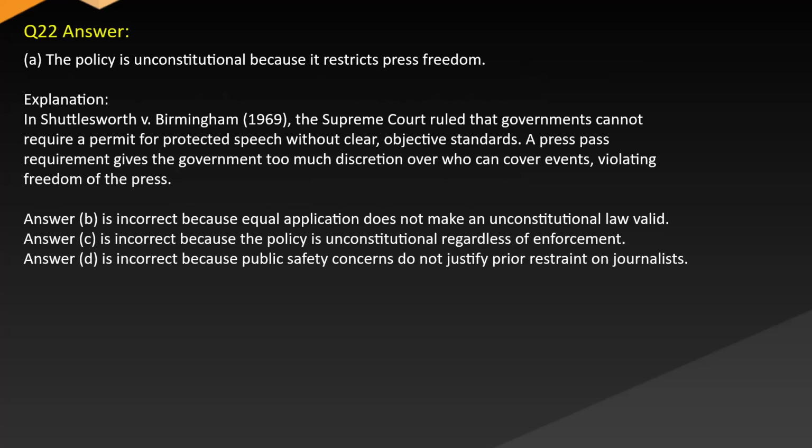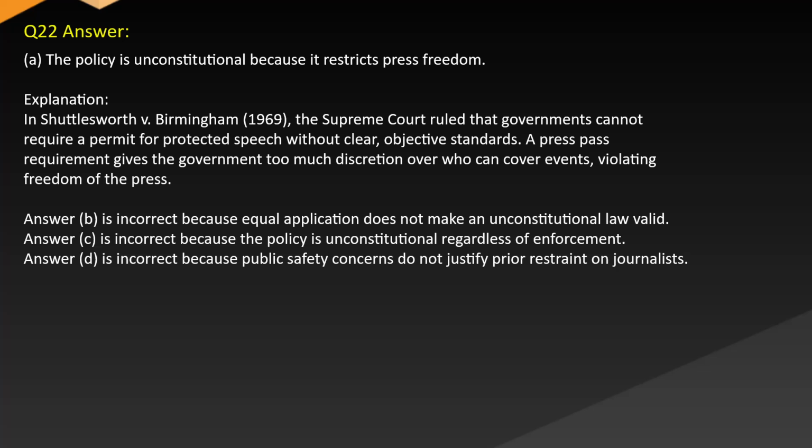Answer A. The policy is unconstitutional because it restricts press freedom. Explanation. In Shuttlesworth v. Birmingham, 1969, the Supreme Court ruled that governments cannot require a permit for protected speech without clear, objective standards. A press pass requirement gives the government too much discretion over who can cover events, violating freedom of the press. Answer B is incorrect because equal application does not make an unconstitutional law valid. Answer C is incorrect because the policy is unconstitutional regardless of enforcement.